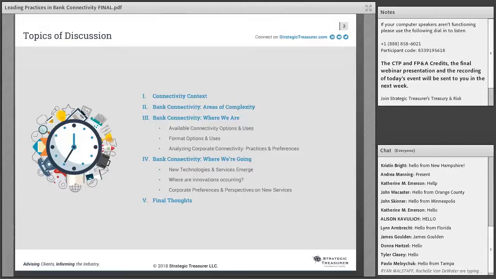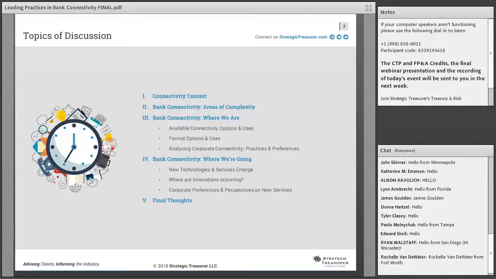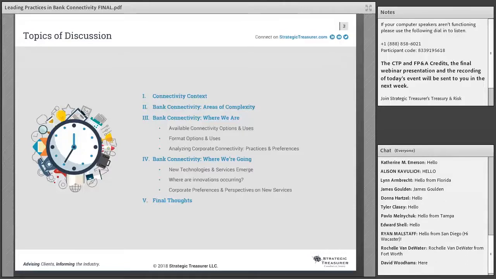The next area we'll cover is where are we? What are the different options from formats to how we actually make connections? And if you're not wanting to get too technical, that's okay. We will just cover things from a perspective that makes sense, whether you're a treasurer or you're a treasury analyst, to understand why these things matter in the context. So where are we? We'll also look at where we're going, what's happening with some new technologies for formats, for connecting, for information reporting, et cetera.